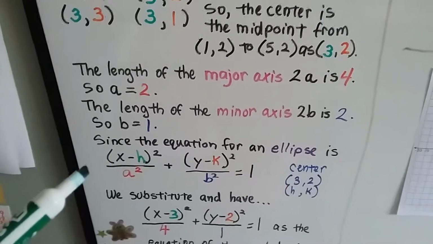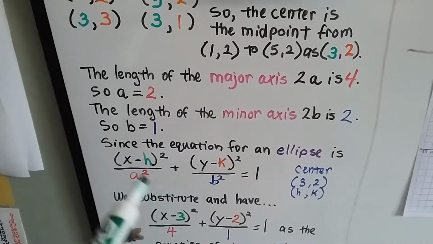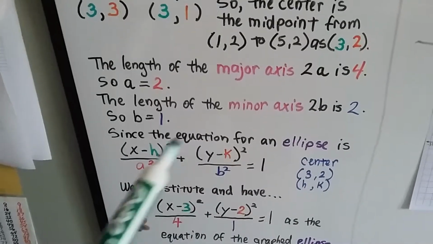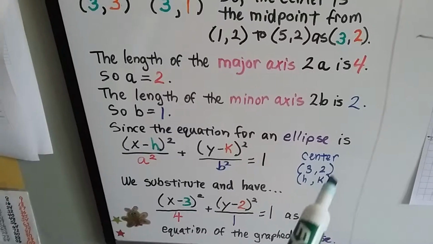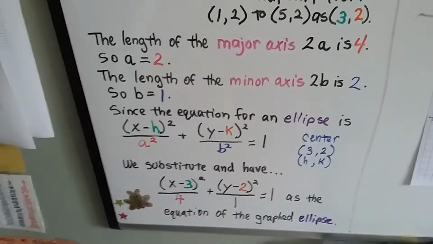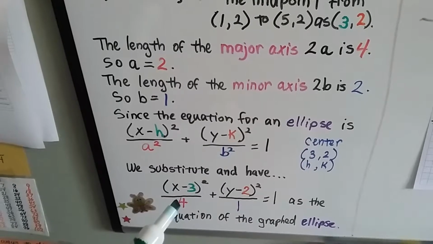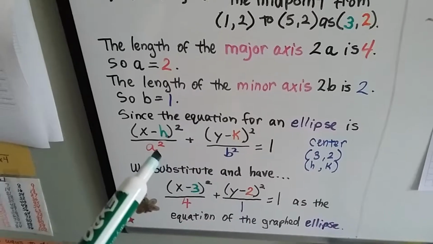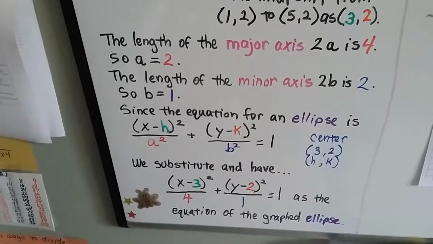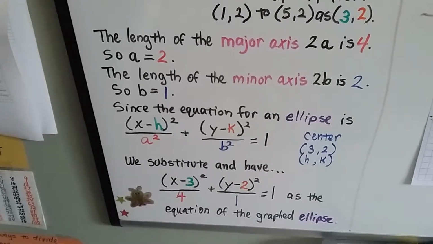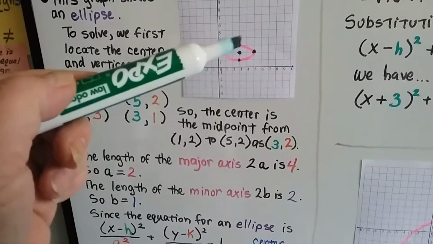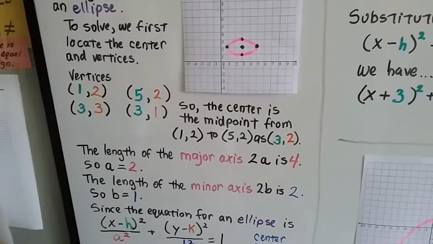Now, since the equation for an ellipse is this, all we have to do is substitute the 3 and the 2 for our h and k values. See? And we put the 3 here and the 2 there. We know a squared is a 4 because it's 2 squared, and b squared is a 1, and we have the equation for our graphed ellipse. So this equation right here is for that graphed ellipse, okay?